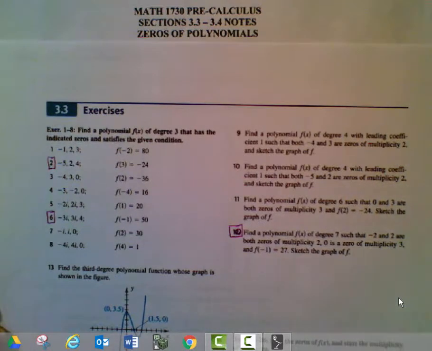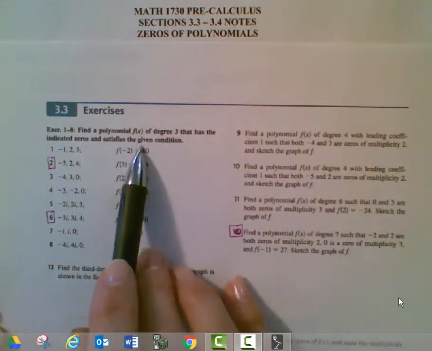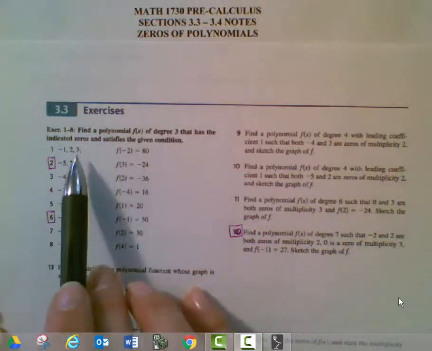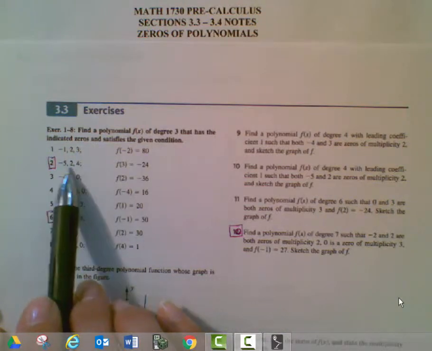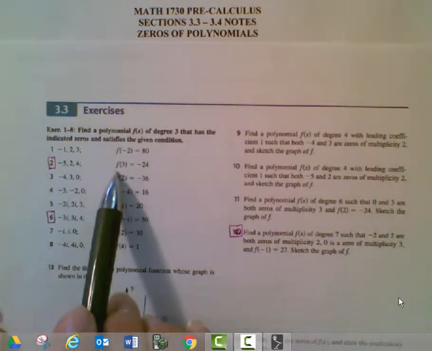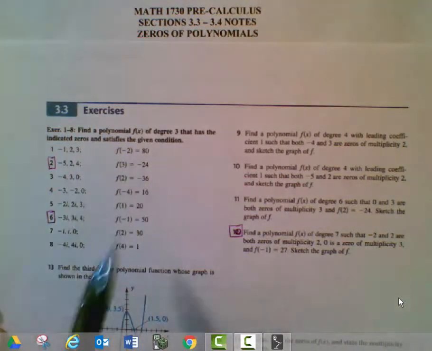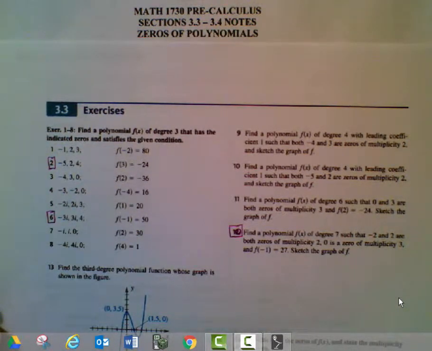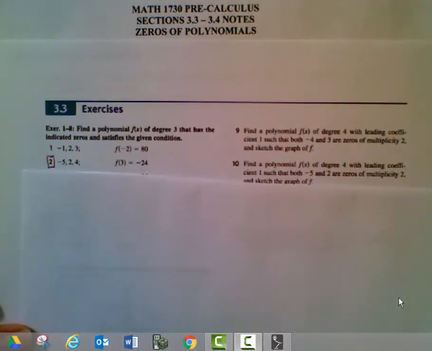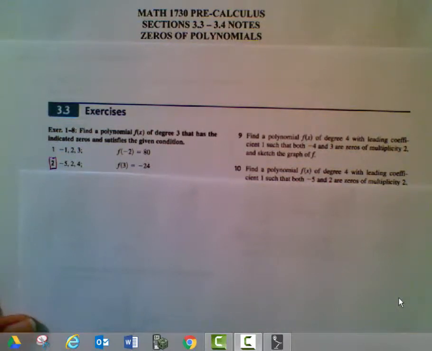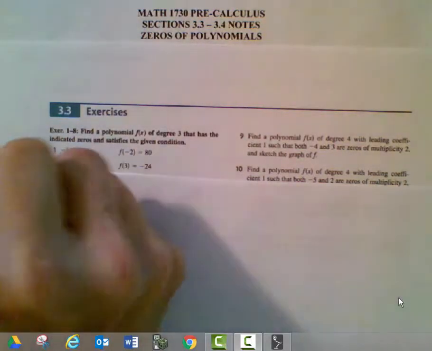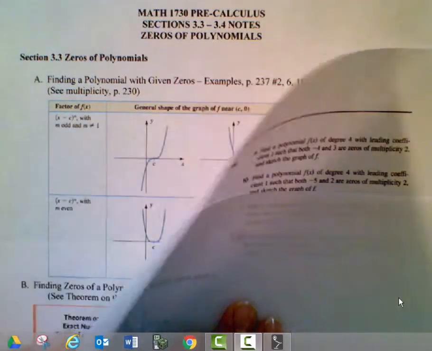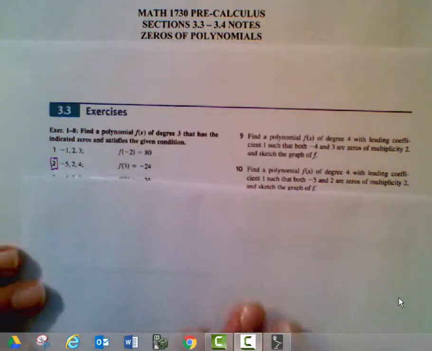The first few problems say, find a polynomial f of x of degree 3 that has the indicated zeros and satisfies the given conditions. So we're going to be given zeros of the function, we're going to be given some other information about the function, and we're looking for the polynomial that satisfies those conditions. We did something similar to this with quadratic equations. In the 11th edition, this is page 237.